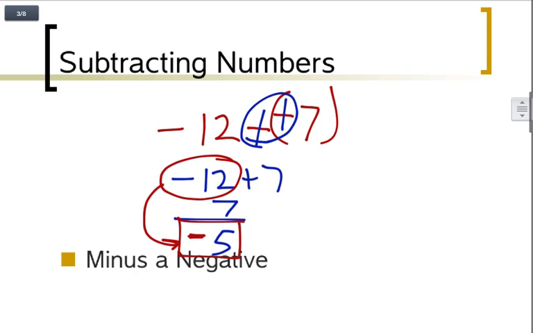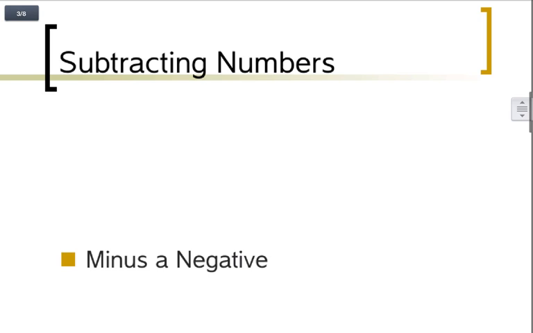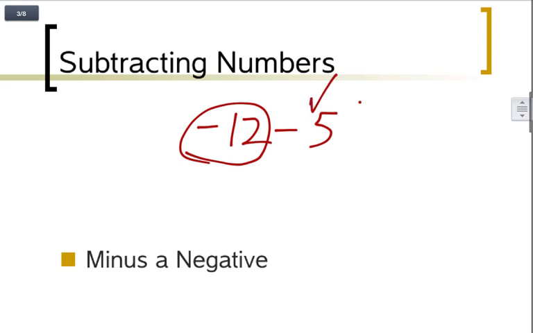Now sometimes we're going to see a problem like this one, negative 12 minus 5. Because the 12 is negative and this one's negative, even though there's not a plus sign, they're both negative, so you actually combine, even though it says 12 minus 5. This is the only time it comes in handy to say negative 12 plus negative 5.